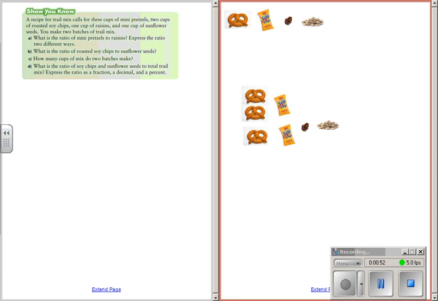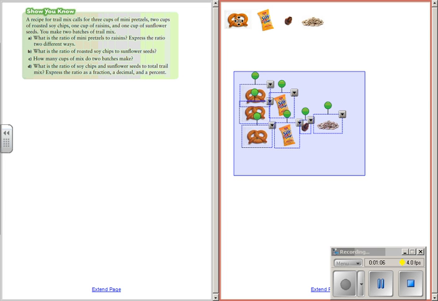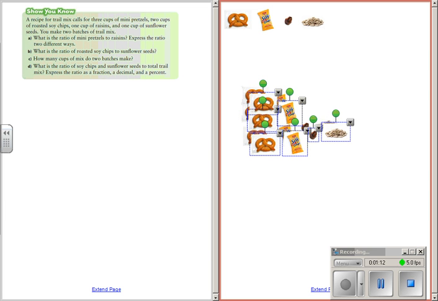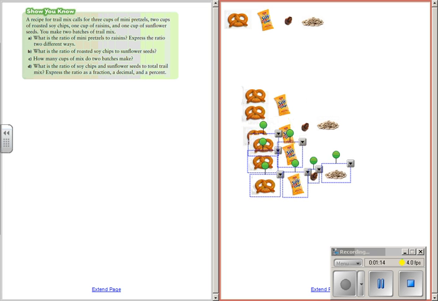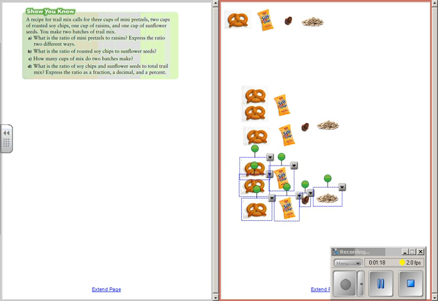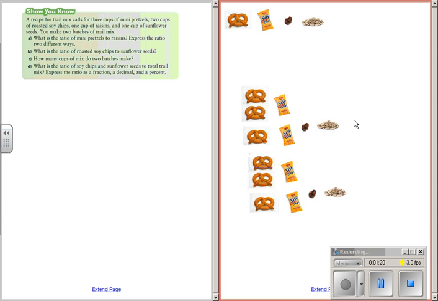So we're going to make 2 batches. So let's do that. Each one of these represents a cup. This is 3 cups of pretzels. This is 2 cups of soy chips, etc. So now what we're going to do is double the batch. I'm going to just go ahead and highlight them all, click this and say clone them. And down they come. And I now have 2 batches of trail mix.